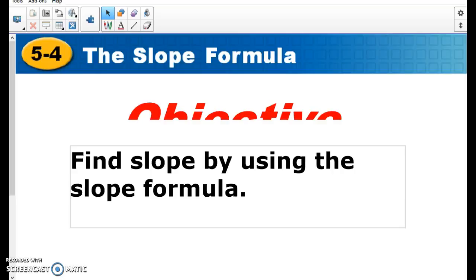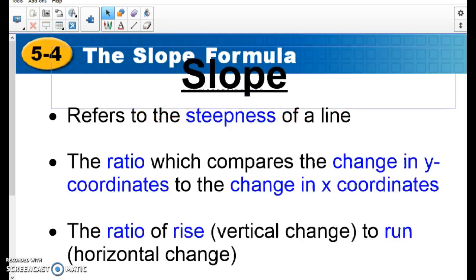Alright, so in 5.2 and 5.3, we learned different ways to find slope. In 5.4, it's going to be the same thing. We're learning a different way to find slope. Remember, whichever way you think is easiest, whichever way works for you is the way you should use. I'm just giving you different kinds of examples.